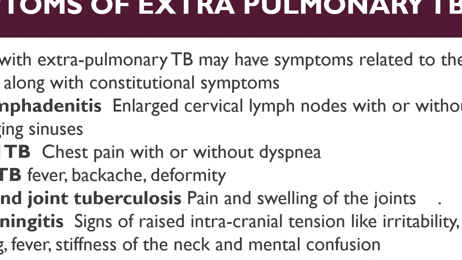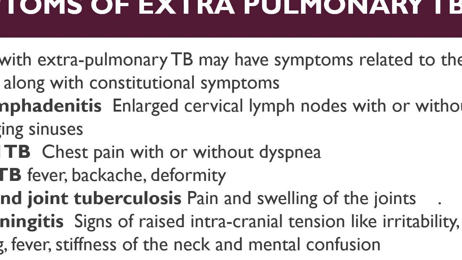The person with extrapulmonary tuberculosis will have the symptoms related to the organ involved, along with the constitutional symptoms. So, if he is having TB lymphadenitis, he will present with enlarged lymph nodes with or without sinuses. If he is having pleural tuberculosis, he will have chest pain and may have breathlessness, that is called dyspnea. If he is having spinal tuberculosis, he will have backache or maybe deformity of his spine. If joints and bones are involved due to tuberculosis, then there may be pain and swelling of the relevant joint.